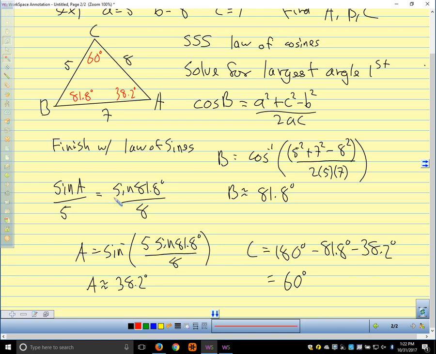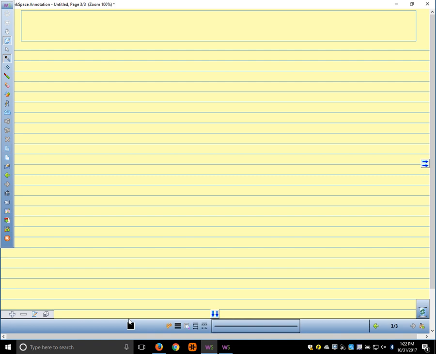All right, questions there? So first piece of advice with side side side triangles, solve for the largest angle first in case it's obtuse. Second, once you use the law of cosines once, finish with the law of sines. You can use law of cosines again, but law of cosines is more complicated than law of sines. All right. Next example.